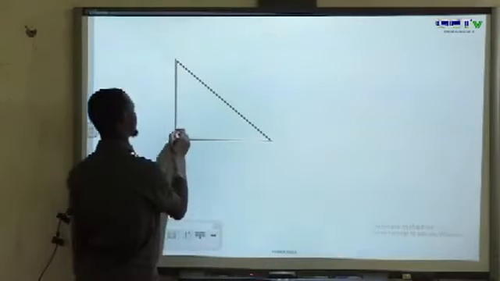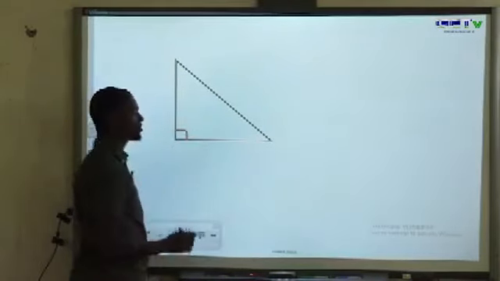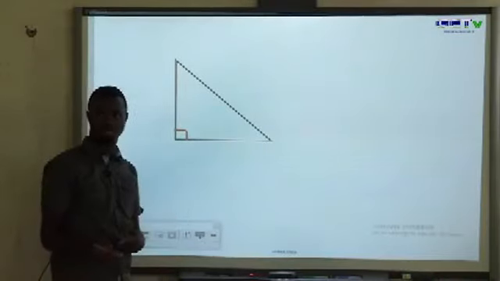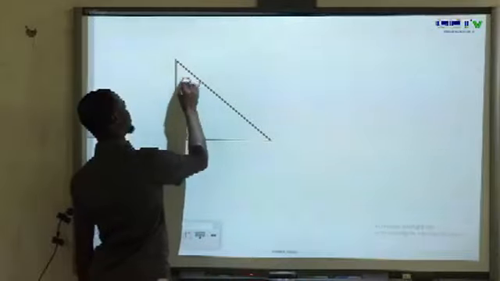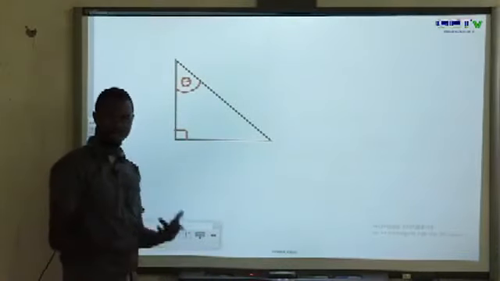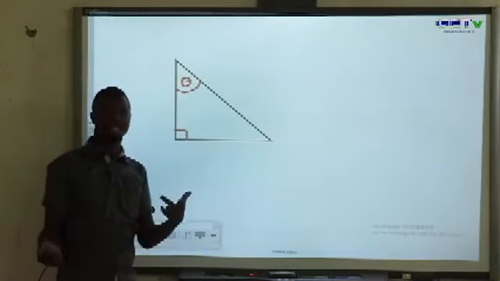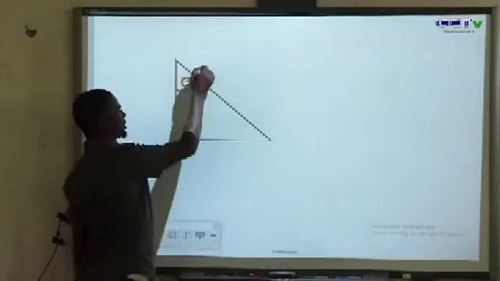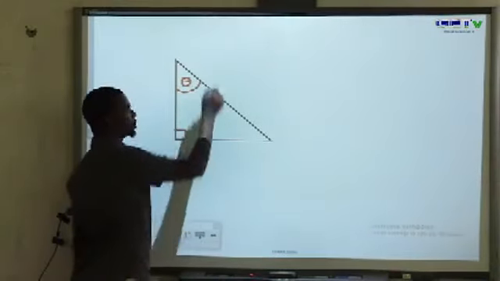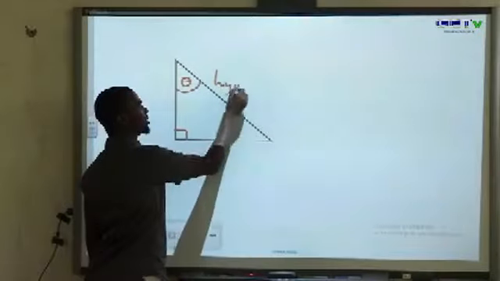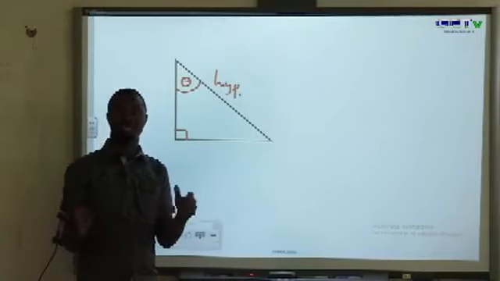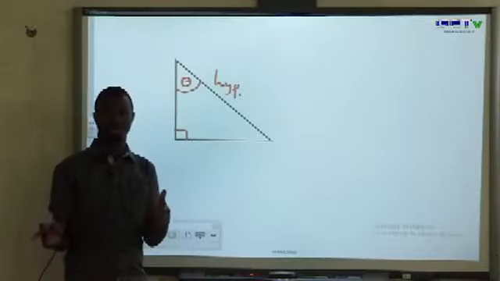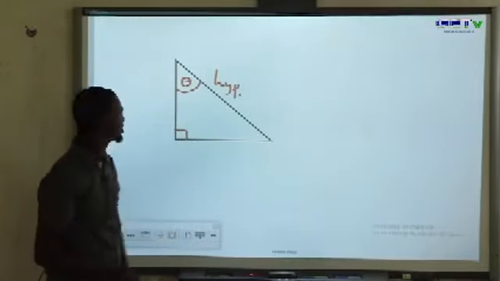This is a right angle triangle. This is the right angle. We will change the position of the theta. This is the position of our theta now. We want to label the other sides. Of course, the longest side is the hypotenuse always. The longest side of the right angle triangle is the hypotenuse. Now the other two sides are determined by the position of your angle, that is theta.